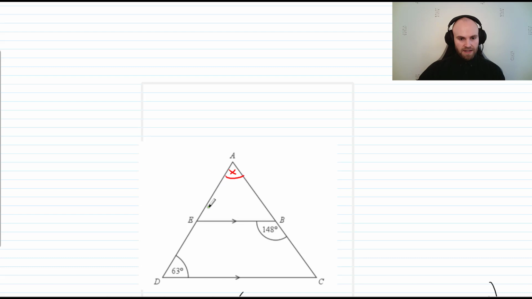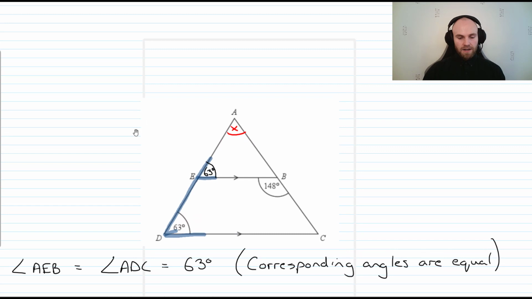Okay, so what can we do with this question? Well, immediately I can see this kind of F shape here. I'm just going to draw this in. We're using the straight line and the parallel lines that come off it. So we have this angle here, but also this corresponding angle here. So this angle EDC, which is 63 degrees, is going to be the same as this angle here, AEB. That also is going to be 63 degrees. And we're going to write angle AEB equals angle ADC, which equals 63 degrees, because corresponding angles are equal.